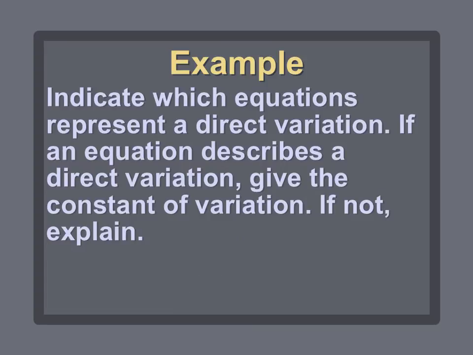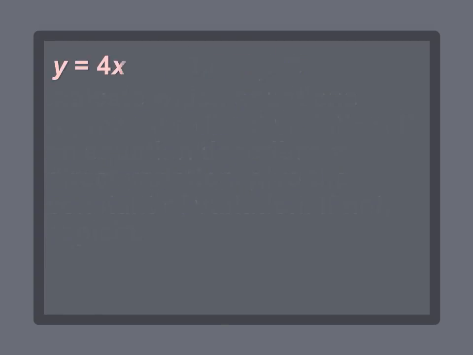All right, so in this example, we want to indicate which equations represent a direct variation. So if we have a direct variation, we want to give the constant of variation, the k. And if it's not a direct variation, we want to explain why it's not. So y equals 4 times x. So if you said that this was a direct variation, then you are correct. It is. And our k value would be 4.